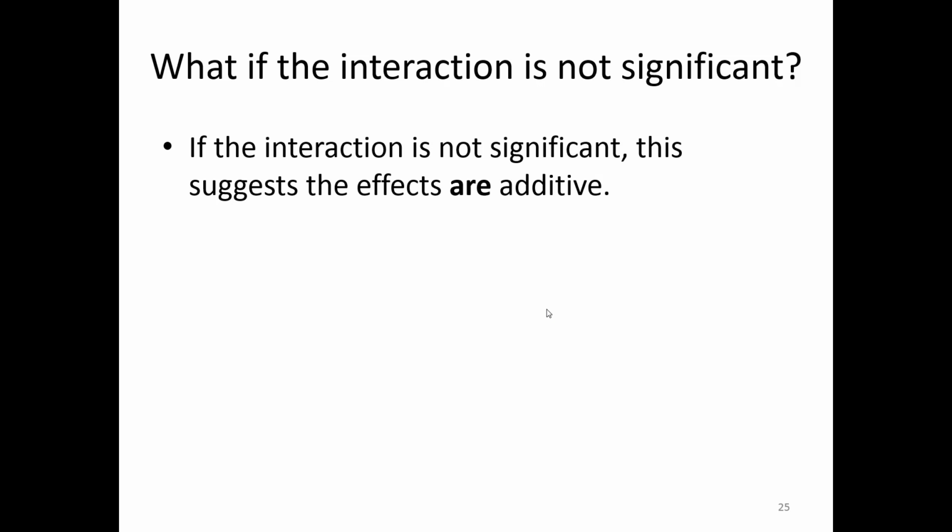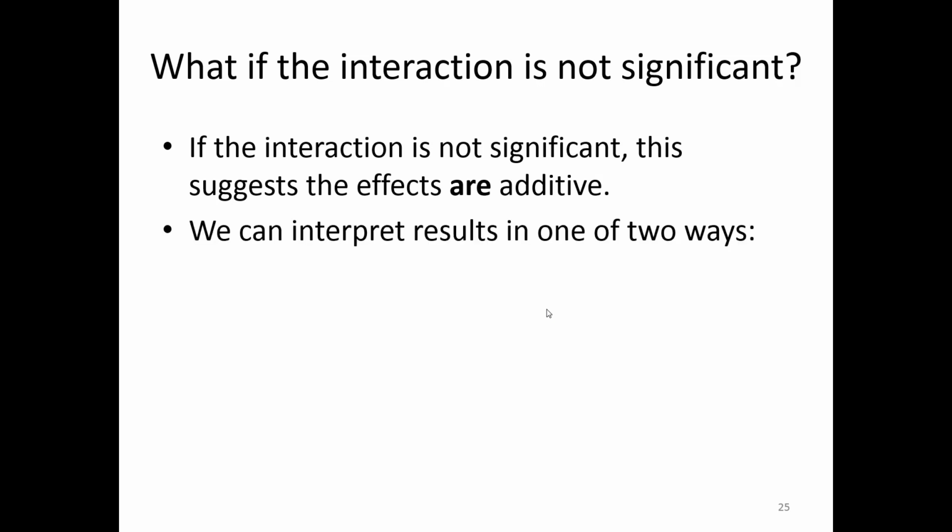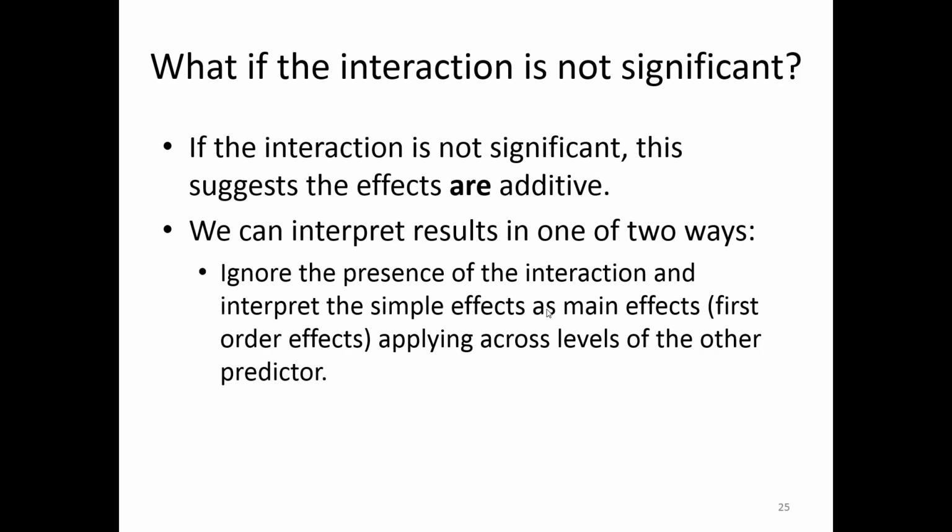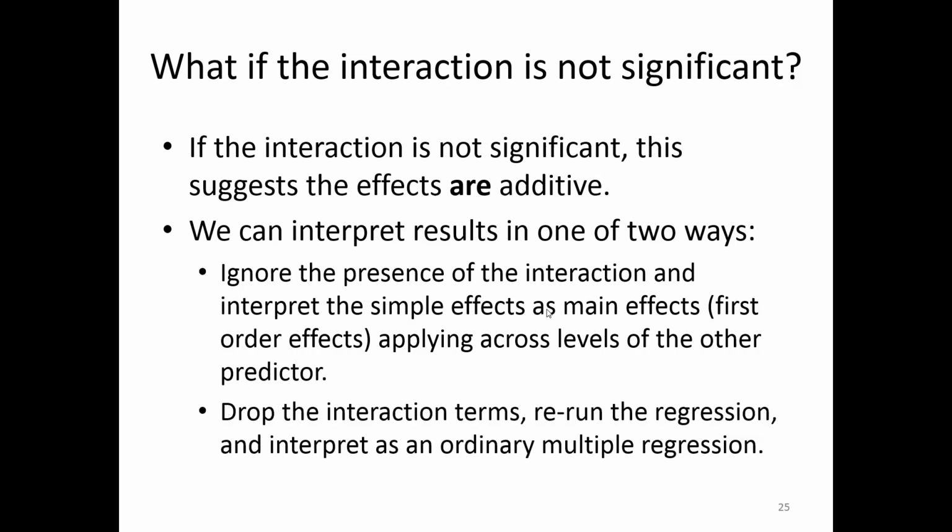And so what if the interaction is not significant? If it's not significant, then it suggests the effects are additive. We could interpret the results in one of two ways. We could ignore the presence of the interaction and interpret the simple effects as main effects, so it's like first order effects applying across the levels of the other predictor. Or, what's more commonly done, at least in regression, is we drop the interaction terms, rerun the regression, and interpret it as ordinary multiple regression.